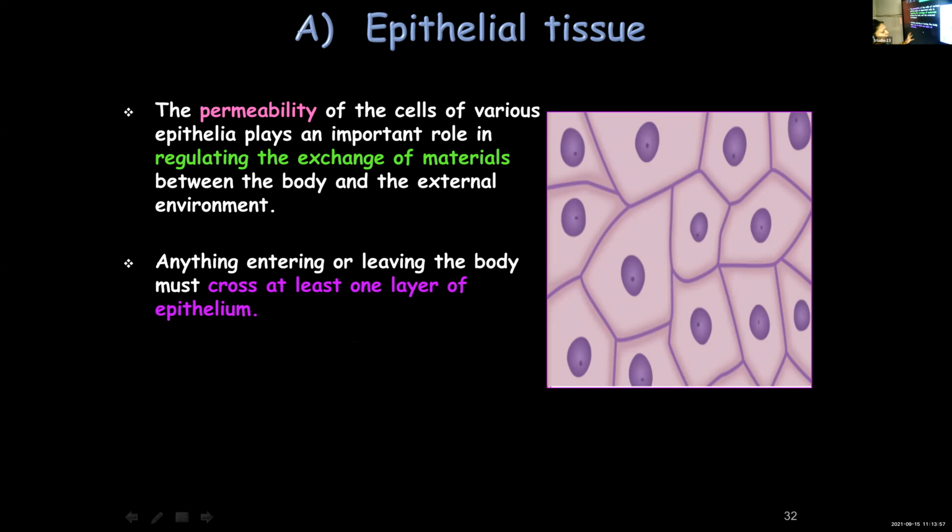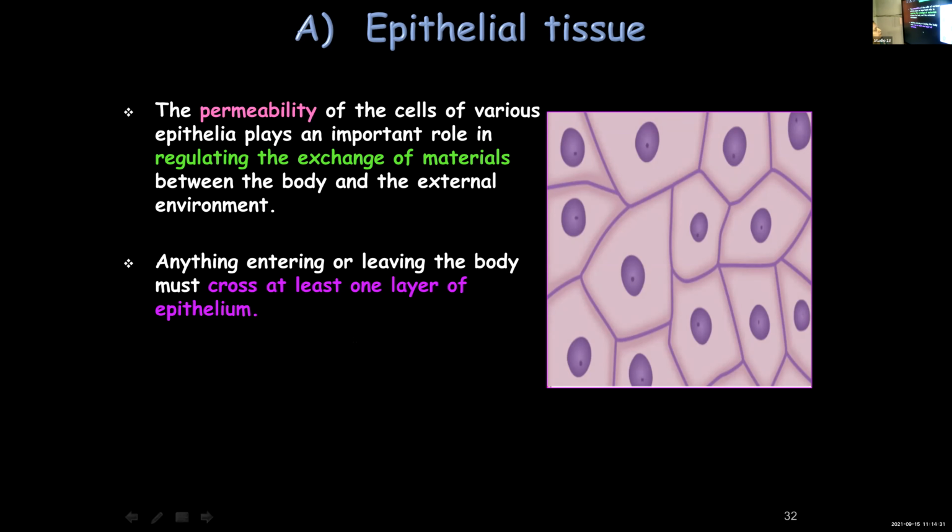Okay, so the permeability of the epithelial cell is very important to promote the exchange of materials between the body and external environment. So what is separating your body from the external environment? The entire body. Skin is a type of epithelial tissue. If something has to enter your body from outside, it should pass through the epithelial tissue. So only if the epithelial tissue is permeable, materials can enter from the external environment into our body. That is what is said.